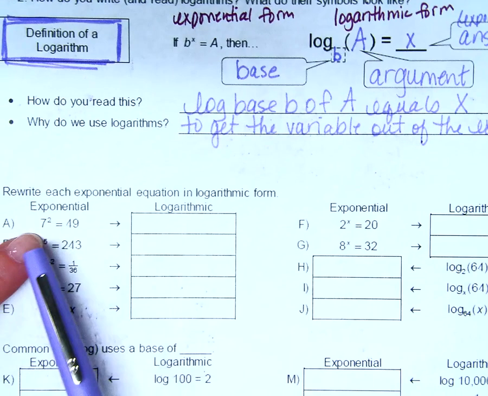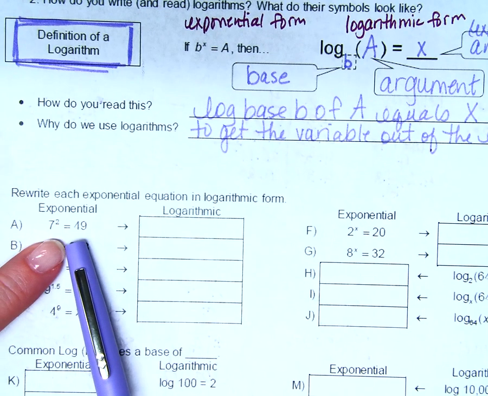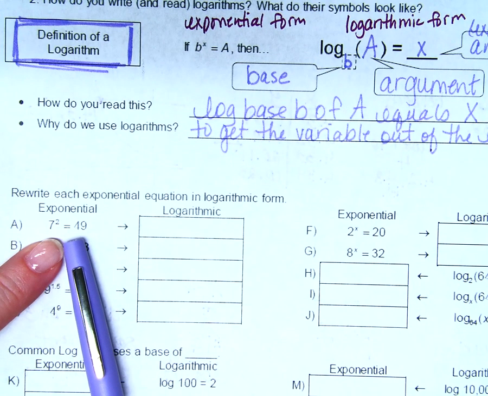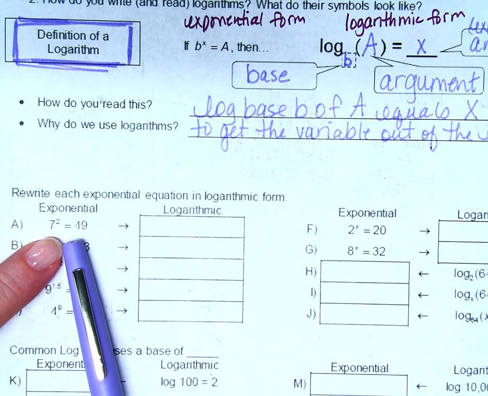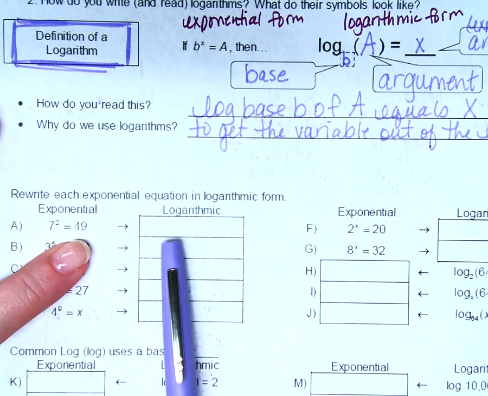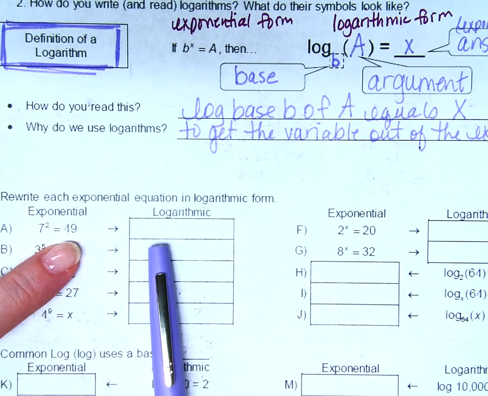So, 7 squared equals 49. Is it clear to you that that is exponential form? Because why? How do you know for sure that's exponential form? It's got an exponent, right? Okay. I want you to rewrite that into logarithmic form.